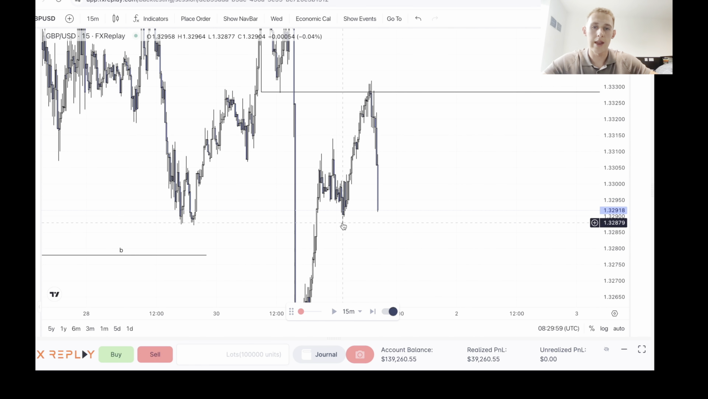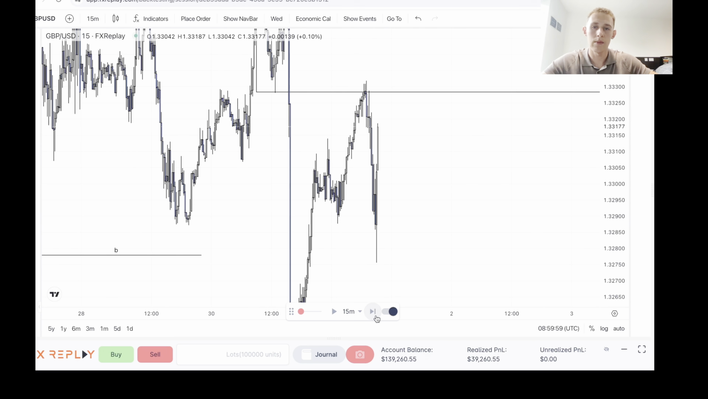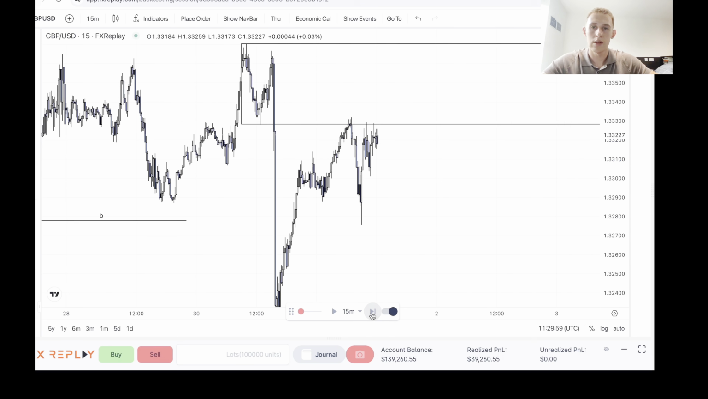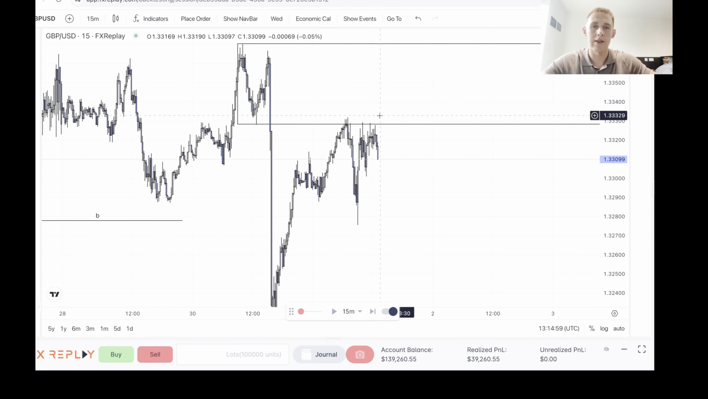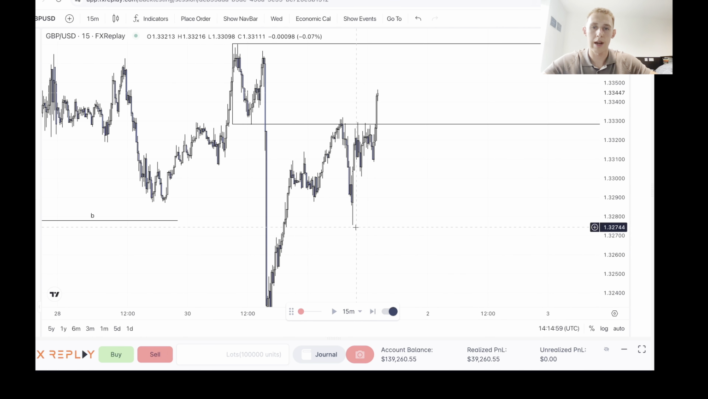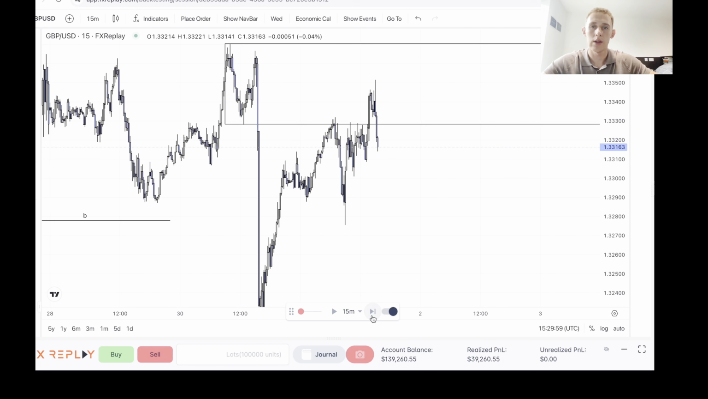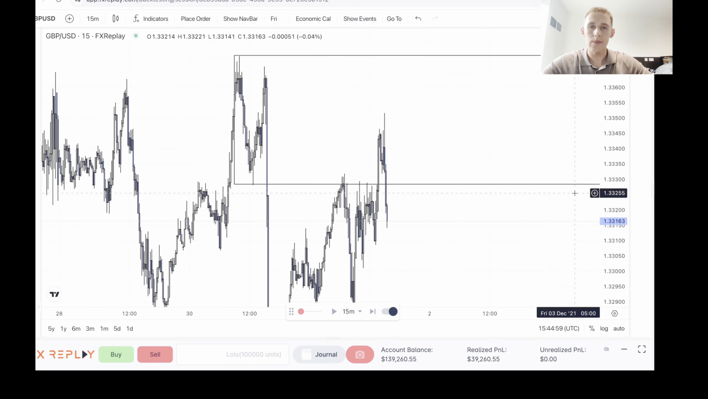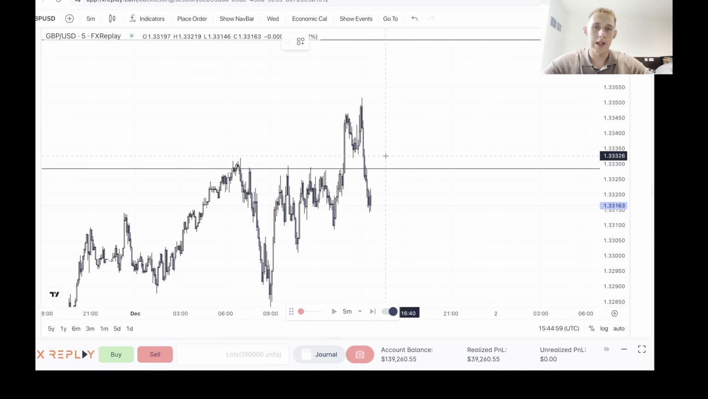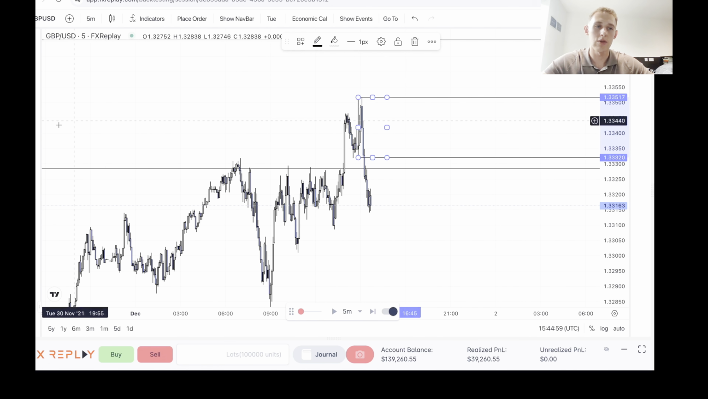So we want to see this low get broken. That doesn't count. We need to see a closure below. So I'd look for now price to re-grab the highs first of all. There we go. So now this becomes the low that we want to see broken. Or that. So this would count. We had higher high, price then broke structure. Let's see if it can retest into this region.